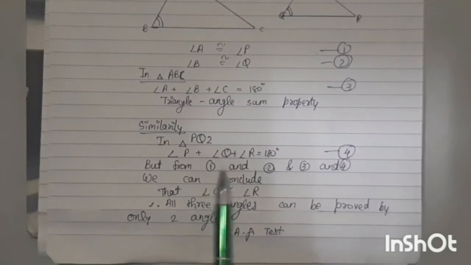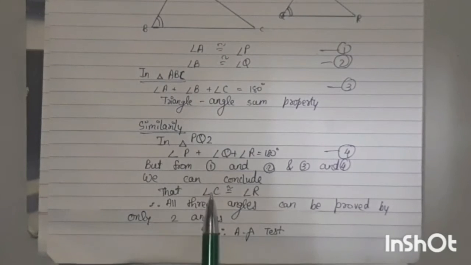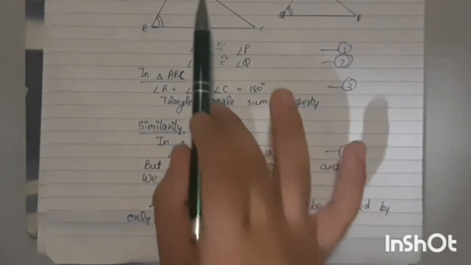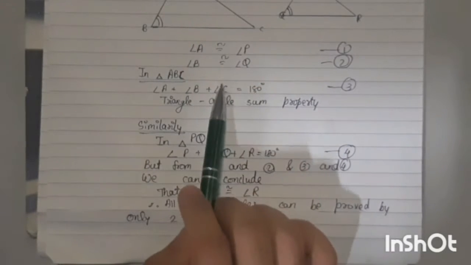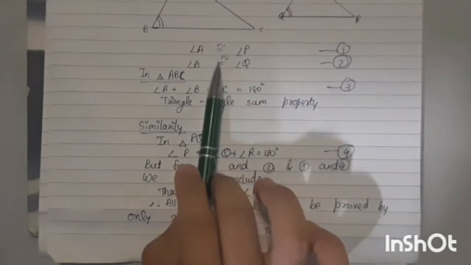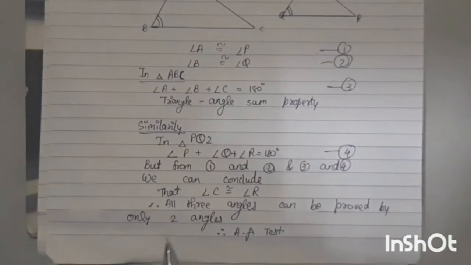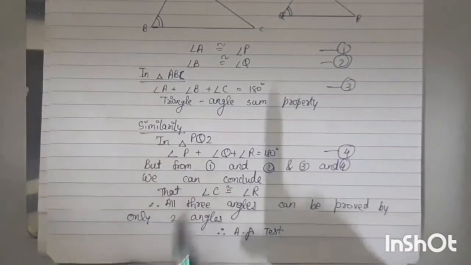But from 1, 2, 3 and 4, we can conclude that angle C is equal to angle R. So if you have 2 angles congruent in the given triangles, then you can conclude the third angle to be congruent too. All the 3 angles can be proved by only 2 angles, therefore the AA test is used. This was the explanation.